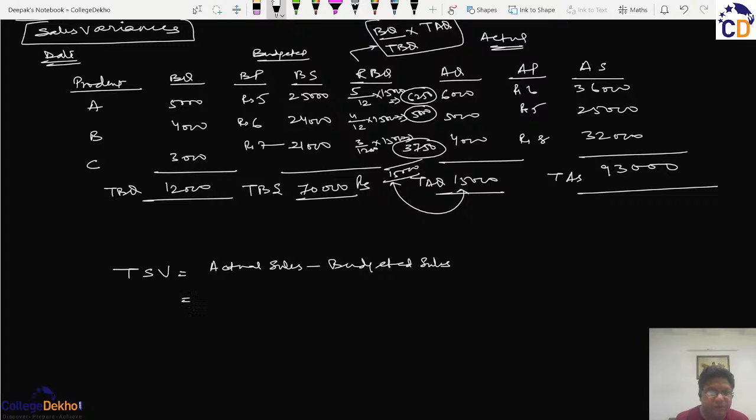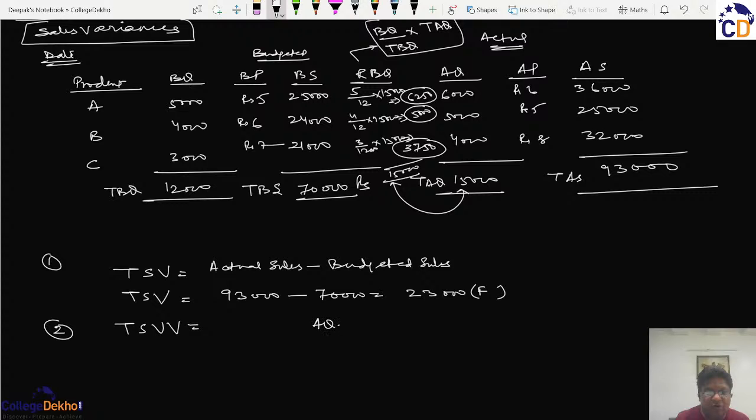So here, the actual sales is 93,000, budgeted sales is 70,000. So this 23,000 favorable is the total sales variance. That is the first variance to be calculated. Now, if we arrive at the total sales volume variance, then it will be actual quantity minus budget quantity, and the total multiplied by the budgeted price.